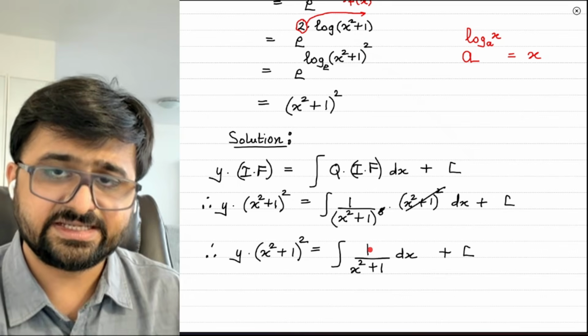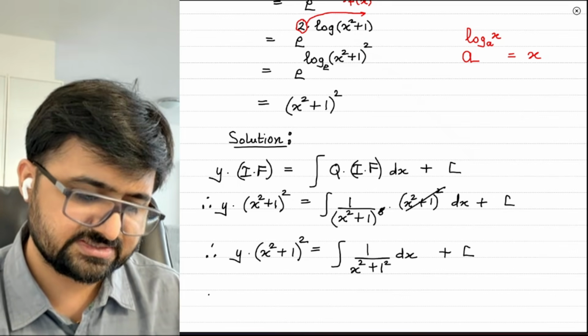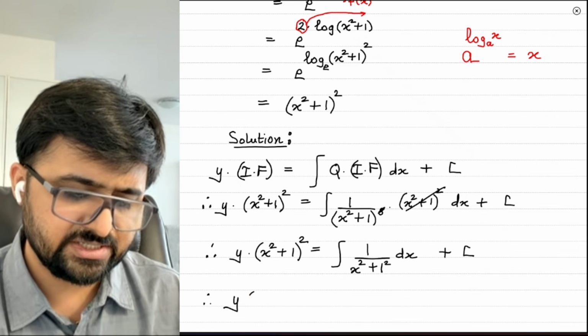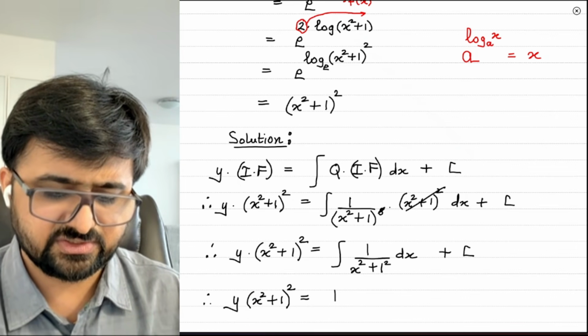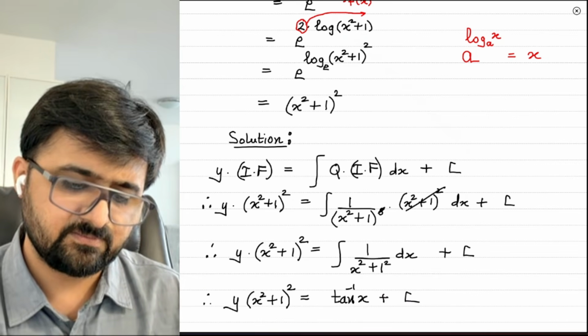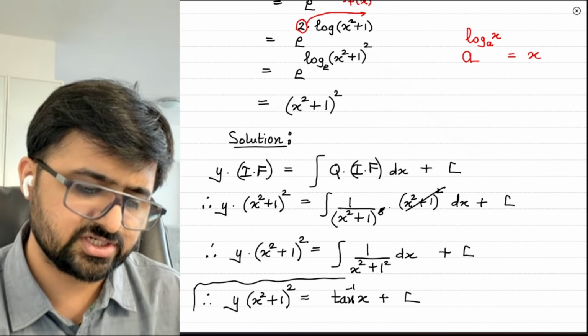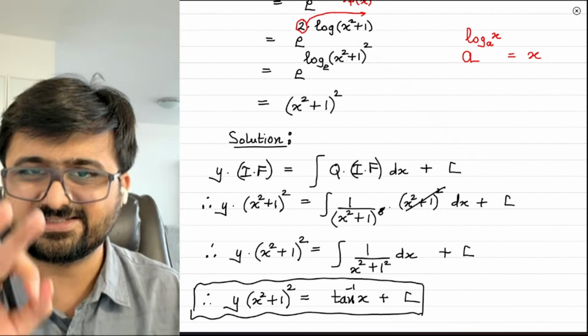Now we know this integration of 1 over (x square plus 1) is nothing but tan inverse of x. So therefore, y into (x square plus 1) the whole square is equal to tan inverse of x plus c, and that is the solution that we are looking for. I hope that makes sense.